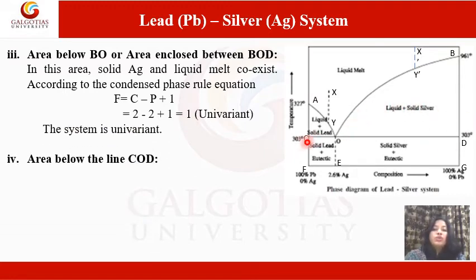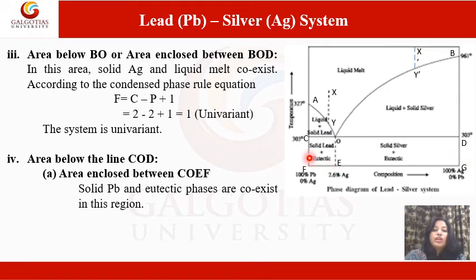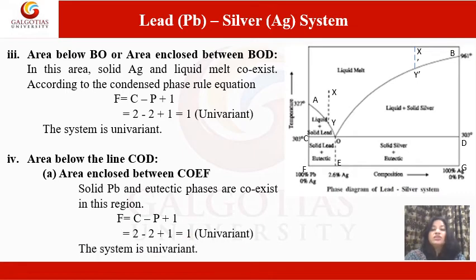Next, the area below the line COD, this one. In this area enclosed between COEF, this area, solid Pb and eutectic phase coexist in this region. According to the phase rule equation, F is equal to C minus P plus 1, where C is equal to 2, P is equal to 2. So the degree of freedom is 1, means the system is univariate.